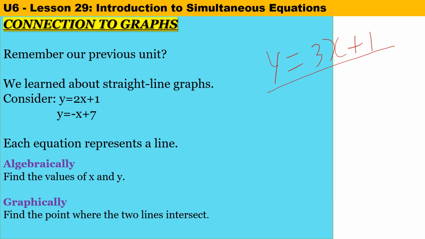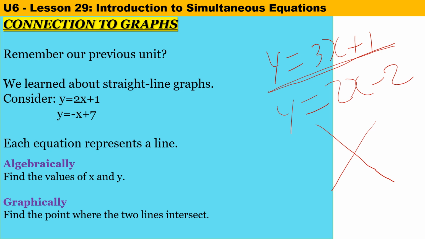When it's algebraic, you find the value of x, you find the value of y. When it's graphical, you find the point where the two lines intersect. It means that you have a graph, you are going to find the coordinates for this line, and you are going to find the coordinates for another line. And when you find all these coordinates, wherever the lines meet, that would be the intersection of both lines.